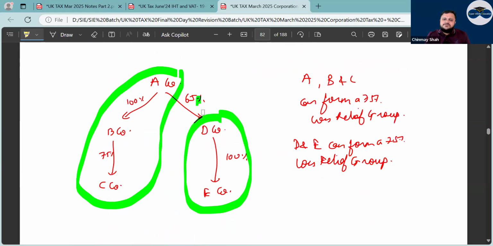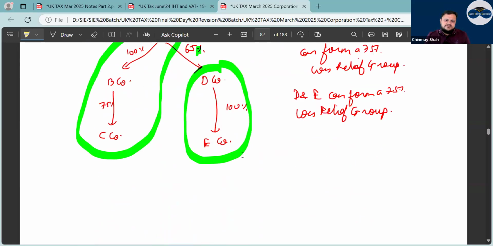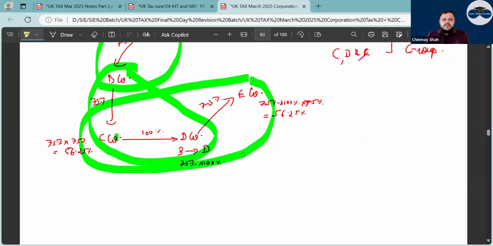But A company having 65% here, D company having 100% in E company. A, D and E cannot become a group, but A, B, C can become a group. Can D and E become another group? Yes, no tension.